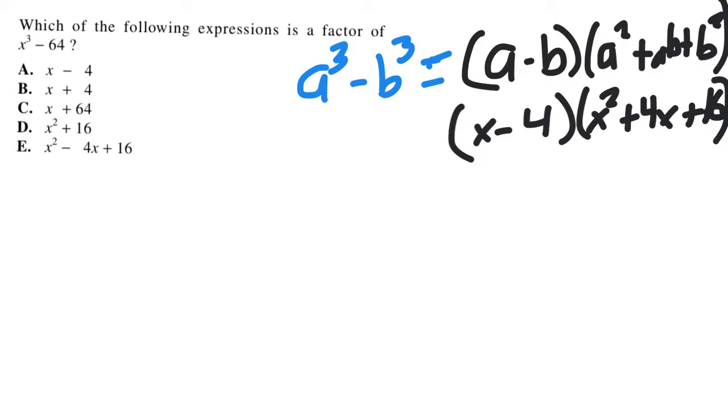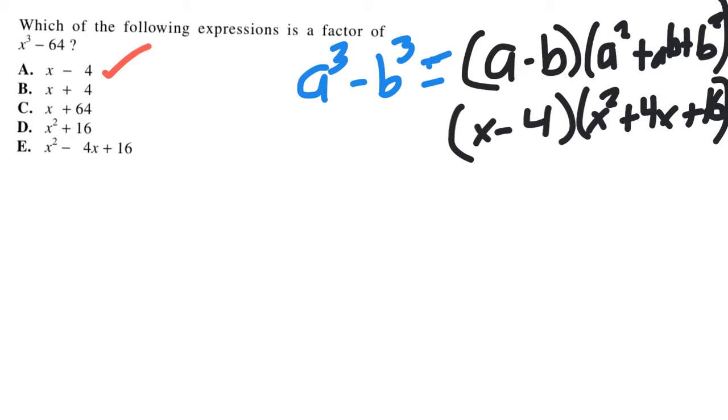So is one of those factors one of my answers? Yes, it is. There is a, which is x minus 4. Now, if you didn't know the difference of cubes formula, what could you do to figure out which is a factor? Well, you could either use synthetic division or long division and divide by these 5 choices to see which one gave you a remainder of 0. The only one that would give you a remainder of 0 is the first one.